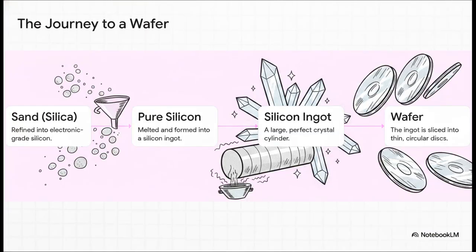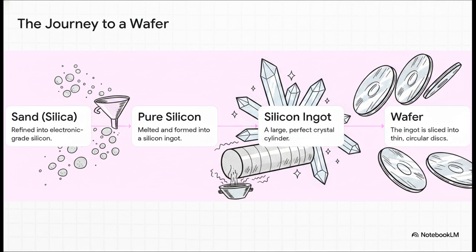So here's how it goes. First, sand, which is mostly silica, gets refined into something called electronic-grade silicon. Now, the reason we use silicon is that it's a semiconductor, which just means we can control exactly how it conducts electricity. But, and this is key, it has to be ridiculously pure. We're talking 99.9999999% pure. Any tiny little flaw can ruin the whole thing.